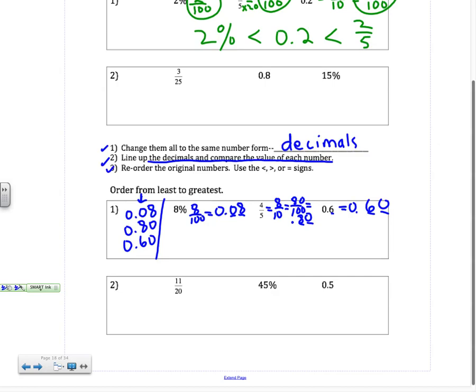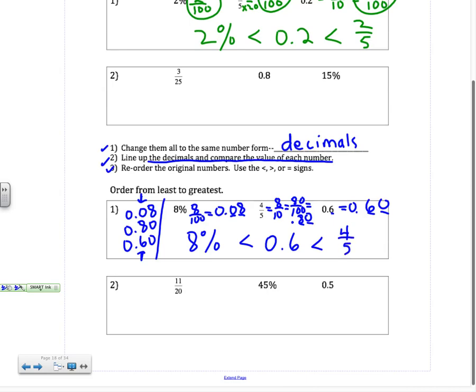So 8 hundredths, or 8%, is the smallest. And then here, my 6 is in the tenth spot. So that's smaller than this 8 in the tenth spot. So 0.6 is next. And then finally, that leftover 4/5, which is 80 hundredths, would be next.